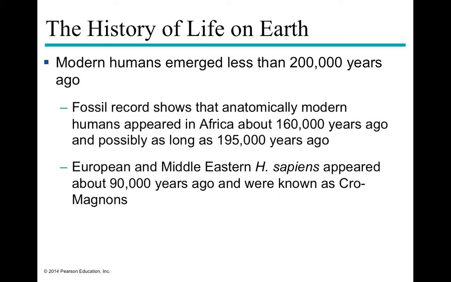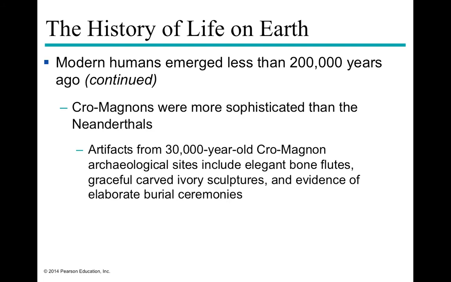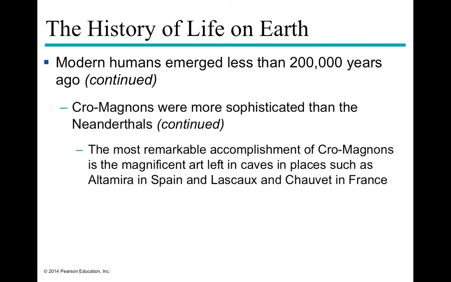And the fossil record demonstrates that modern humans that we would consider humans today appeared in Africa approximately 160,000 years ago, and possibly as long as 195,000 years ago. And European and Homo sapien from Middle Eastern regions appeared approximately 90,000 years ago. They were known as Cro-Magnon man. So Cro-Magnons are a little bit more sophisticated than Neanderthals. And we have artifacts from 30,000 years ago, approximately the time that Neanderthals went extinct, from Cro-Magnon archaeological sites, including things like bone flutes and ivory sculptures, and evidence of burial ceremonies. So art, crafts, culture, and things that are above and beyond just the need to feed and clothe and shelter yourself. In fact, the most remarkable accomplishments of Cro-Magnons are the cave art left in Spain and France.